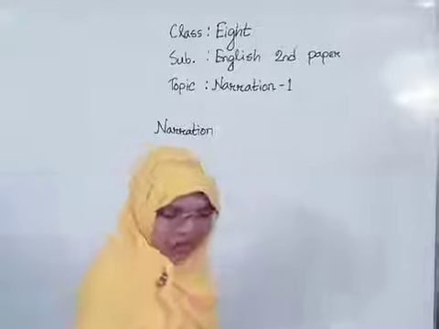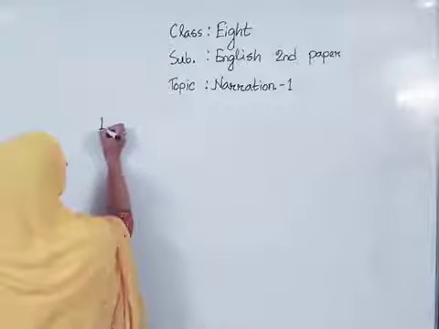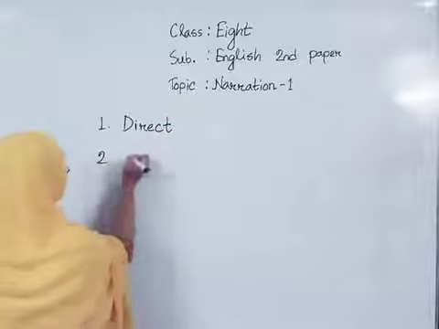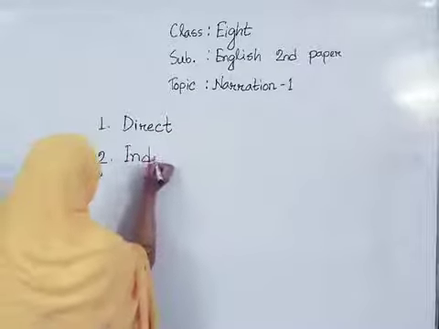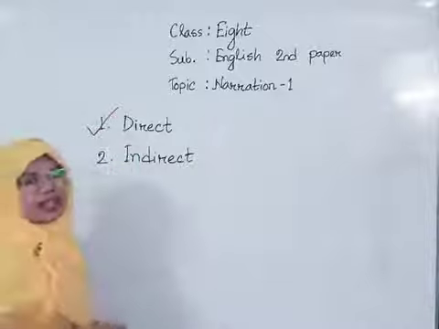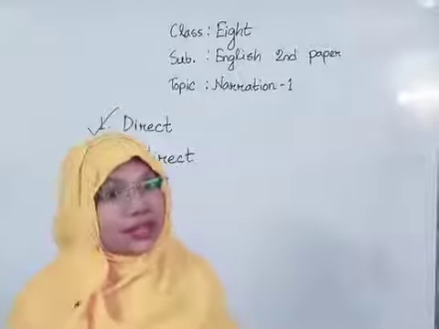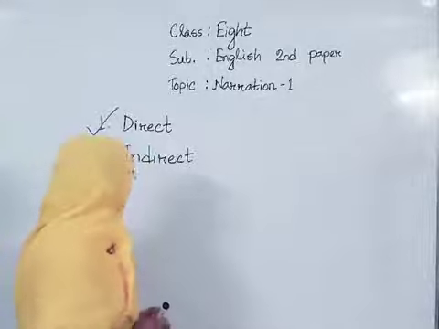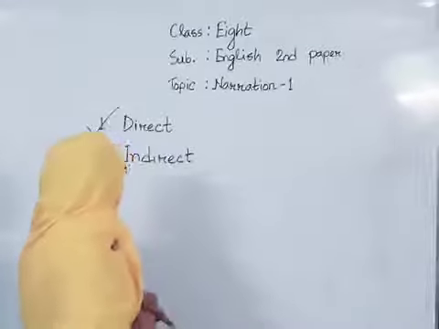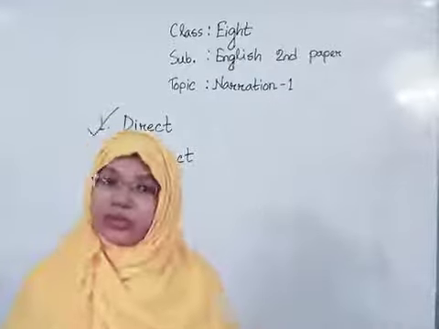There are two categories of narration. I have already said. So, number one, direct. Number two, indirect. Direct narration is the narration where we get the speaker's speech without any changes. So, dear learners, you can easily get the definition of indirect narration. It is the narration where we will get some changes, but the changes will be according to the rule.